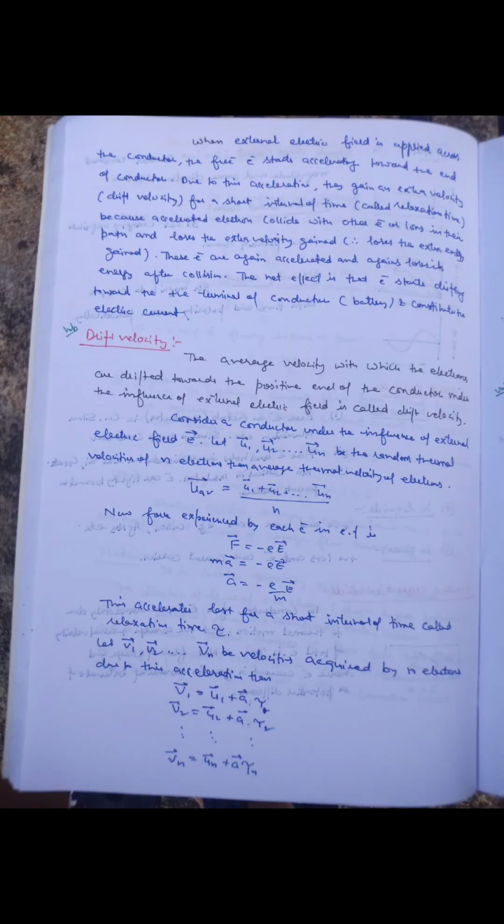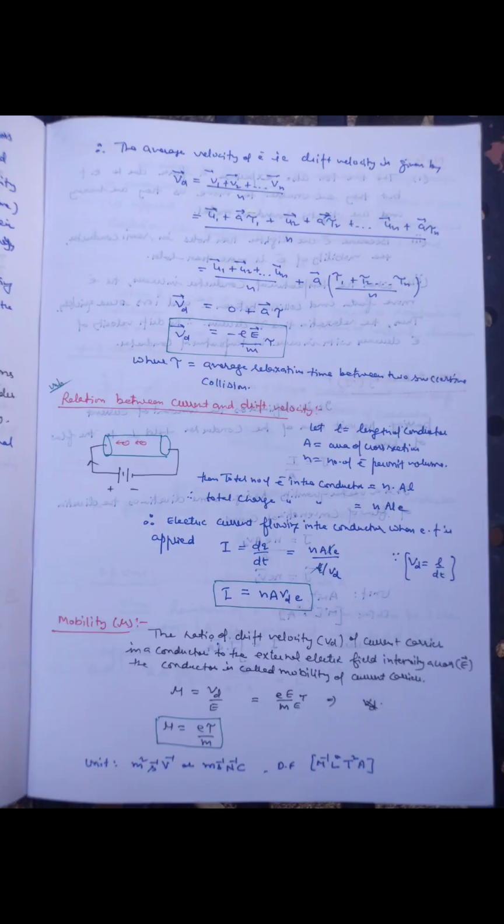When an external electric field is applied, electrons start drifting toward the positive end of the conductor. Due to this acceleration, they gain an extra velocity called drift velocity for a short interval of time called relaxation time. They collide with other ions and electrons in their path and lose the extra velocity, hence the energy, and again start drifting toward the positive end of the conductor.